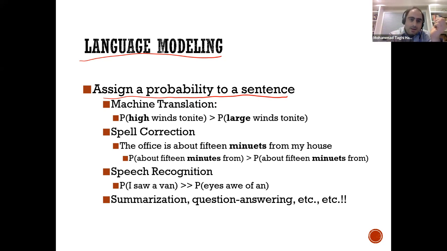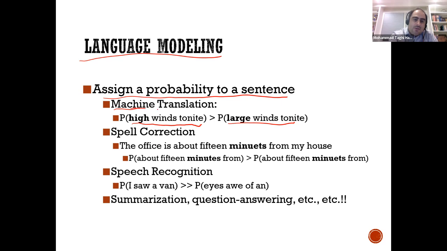So for example, you may have this one: the probability of high winds tonight versus large winds tonight. High is the correct word compared to large. So if some system gives you this sentence, the probability that you assign to this should be larger than that.